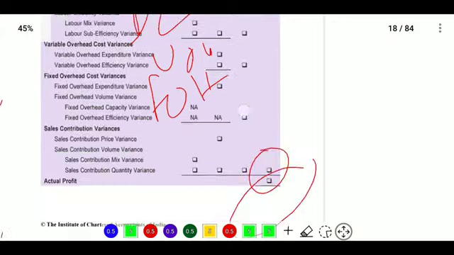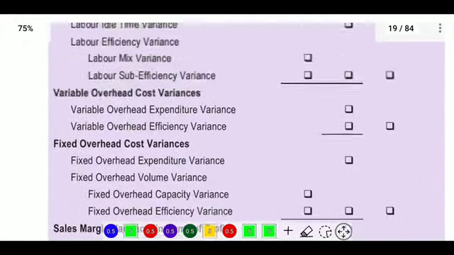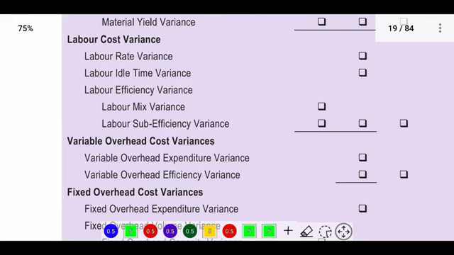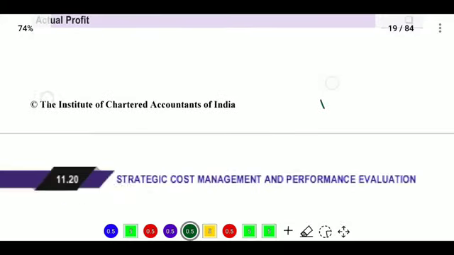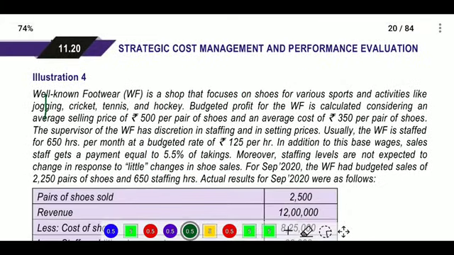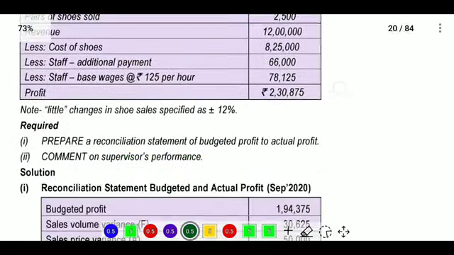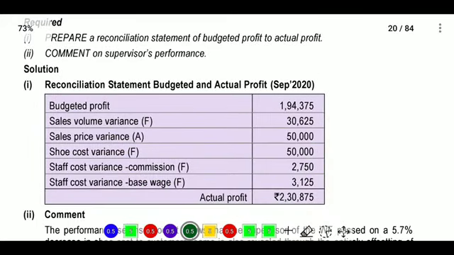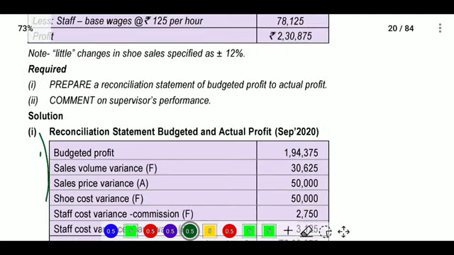Okay, next is the same statement, and we will see the direct labor and direct material, variable overheads, fixed overheads and sales variance. We will get the profit. When we see the problem, we will get the clarity, so we will see one problem. Illustration number 4. In illustration number 4, they provided some information. Relating to this information, we are required to provide the reconciliation. First we will see what is required, and from that we will get the answers.